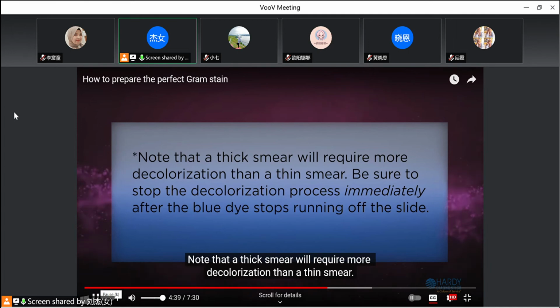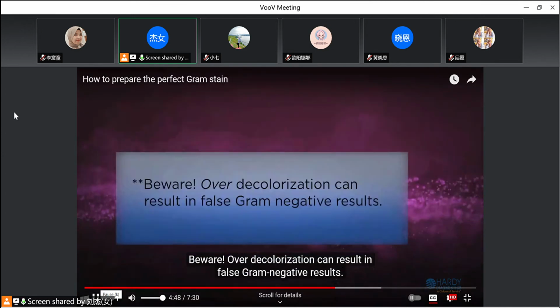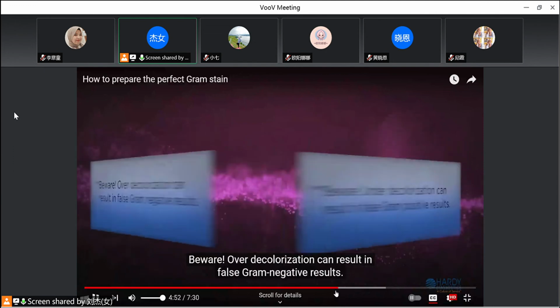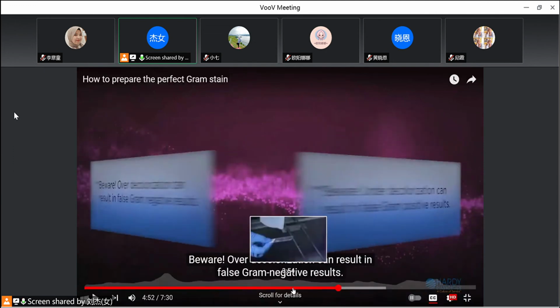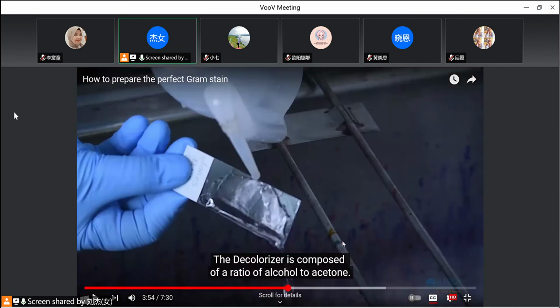Than a thin smear. Be sure to stop the decolorization process immediately after the blue dye stops running off the slide. Beware, over-decolorization can result in false gram-negative results. So it means this, let me show.